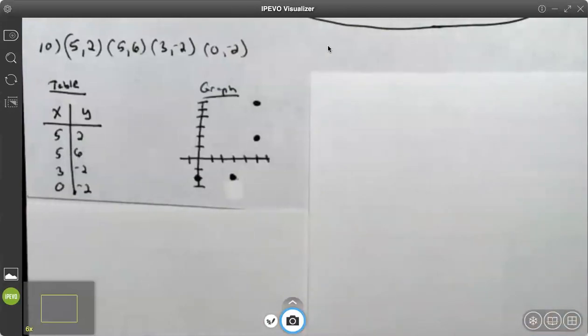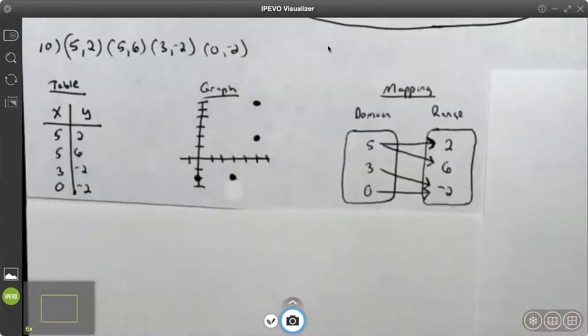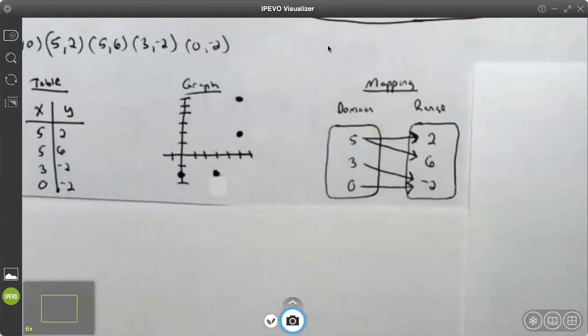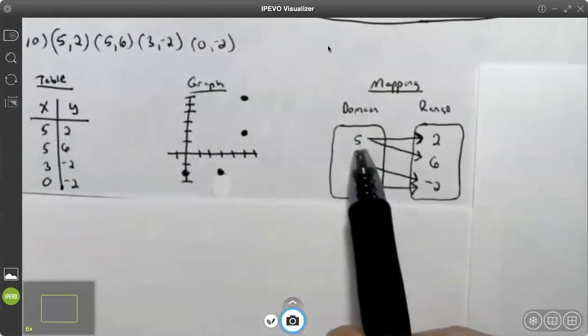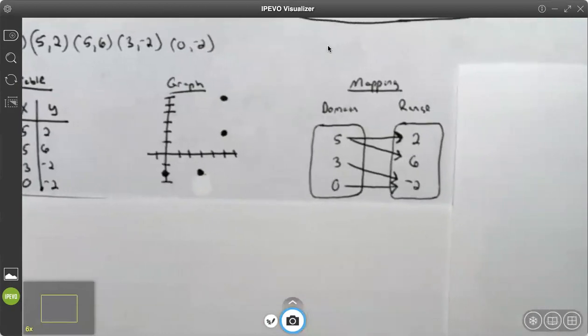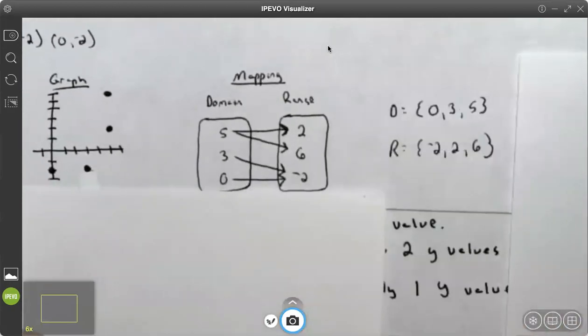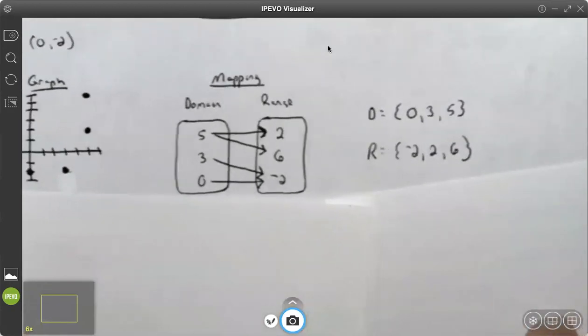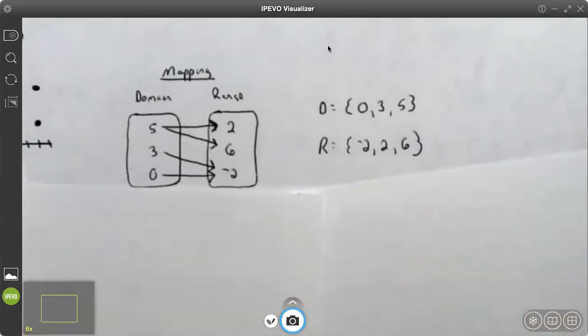Here it is as a graph. We won't worry about that right now since it's not on graph paper. Here it is as a mapping. Your x value of 5 has two different y values, so not a function. And here are your domain and range. Your domain 0, 3, and 5. Your range -2, 2, and 6.